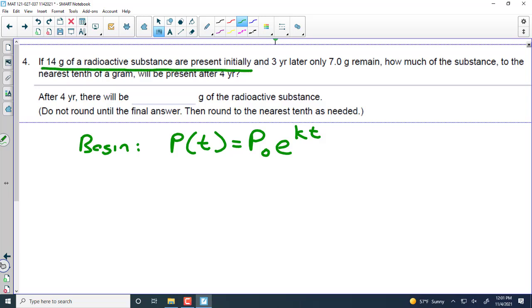14 grams are present initially. Does that sound like a starting amount to everyone? Okay. E is just E.